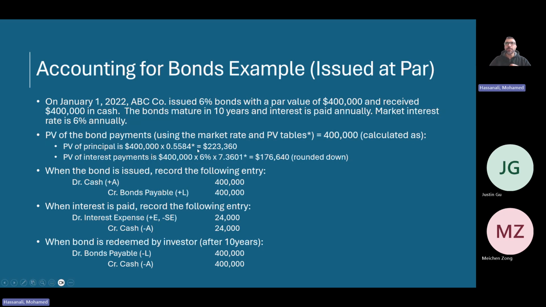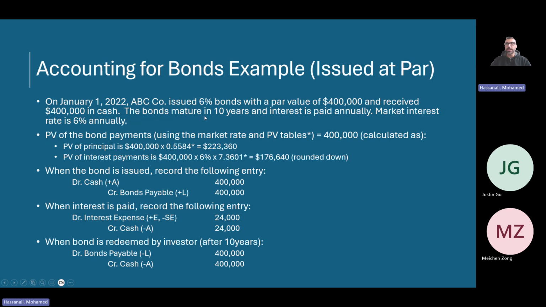Okay, so in this example, we're saying on Jan 1, 2022, ABC Company issued 6% bonds. So that's your coupon rate, with a par value. Remember we said it could be par, it could be principal, it could be called nominal value, face value, anything like that. Par value of $400,000. So that's the amount of money that when you redeem the bond, you would get back $400,000. And in return, the business received $400,000 in cash.